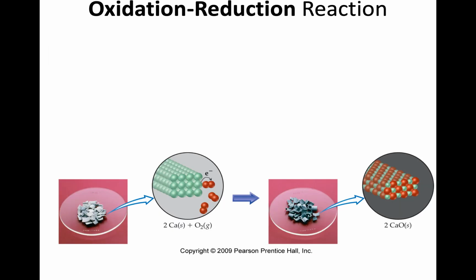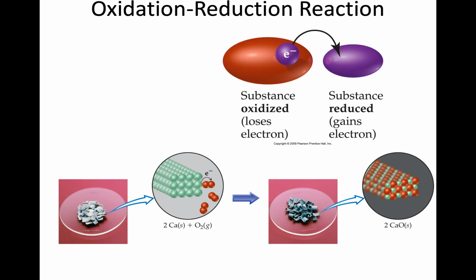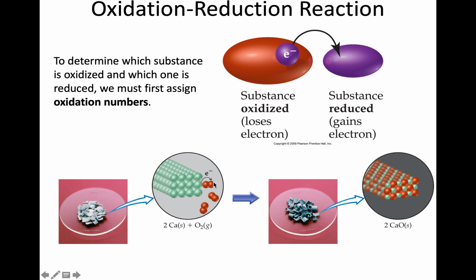An oxidation-reduction reaction: the reaction of calcium solid with oxygen gas to form calcium oxide is an oxidation-reduction reaction. We have a transfer of electrons. We have a substance losing electrons being oxidized and a substance gaining electrons being reduced. That's what's being shown in this part of the picture, where they show electrons being transferred from the solid to the gas. To determine which substance is oxidized and which one's reduced, we must first assign oxidation numbers.